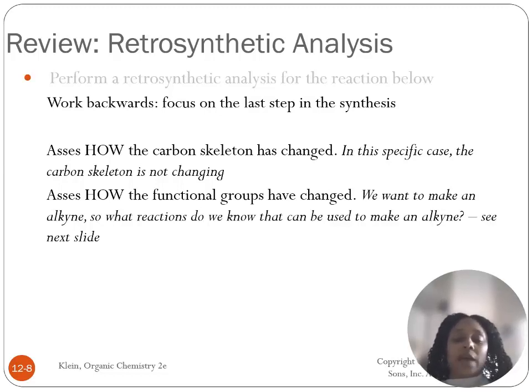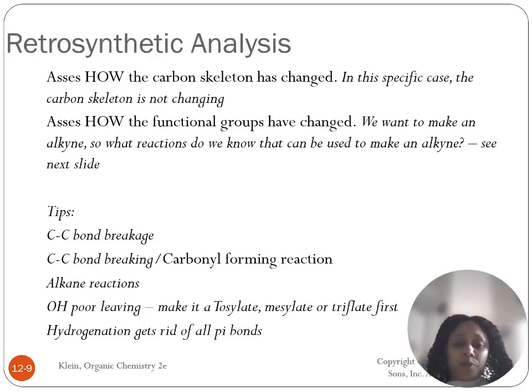The second thing we do is analyze functional groups, how they change, and then you go to your little chart and try to figure it out. So we talked about some of the tips, like, first of all, what kinds of things make carbon-carbon bonds or break carbon-carbon bonds? What functional groups do we get from those? What are the only reactions that alkanes can do, which is radical reactions as of this class. Remembering that certain groups are better than others at doing certain reactions. For example, OH groups are not very good leaving groups. So if we want to do things with them, we usually tosylate them, mesylate them, or triflate them first.